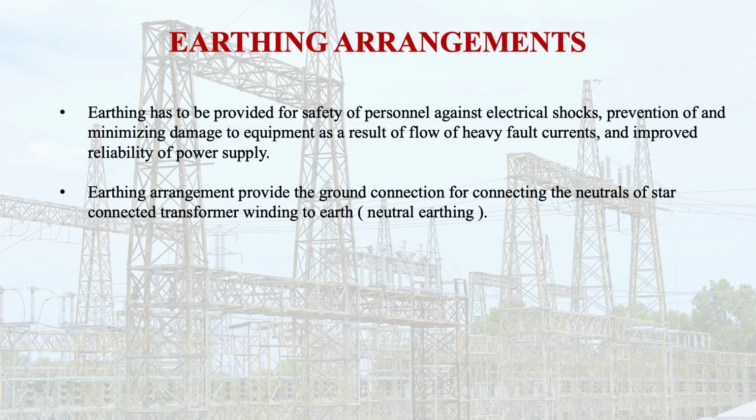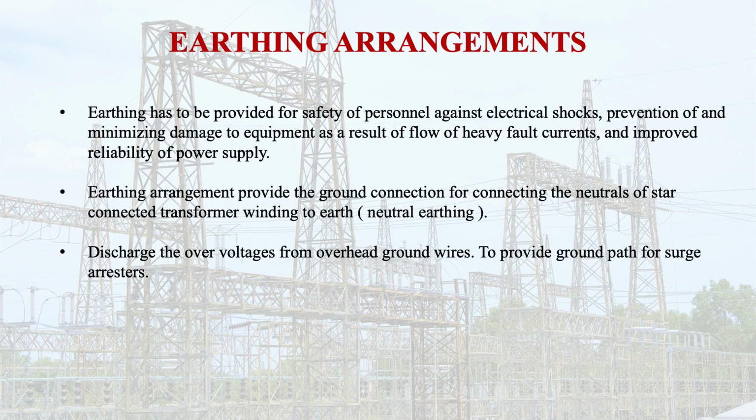Then the earthing arrangement provides the ground connections for connecting the neutral of the star connected transformer winding to the earth. You know that in a transformer winding which is star connected, the neutral is there, and the neutral is generally grounded. For this grounding, the earthing arrangement is done. Then it discharges the over voltages from overhead ground wires. Because of this over voltage, it has to be discharged.